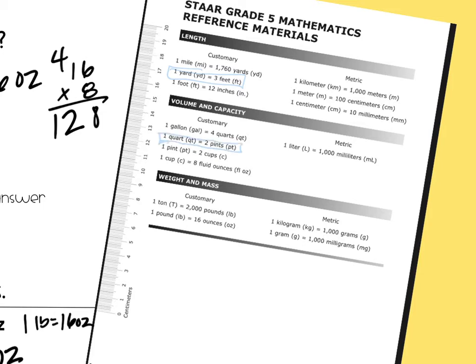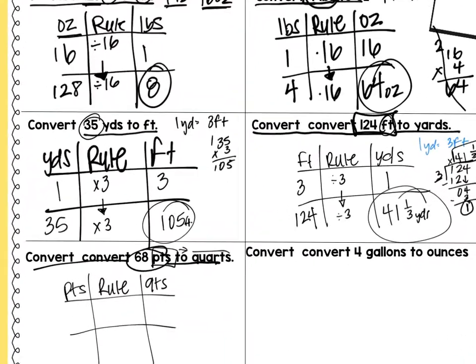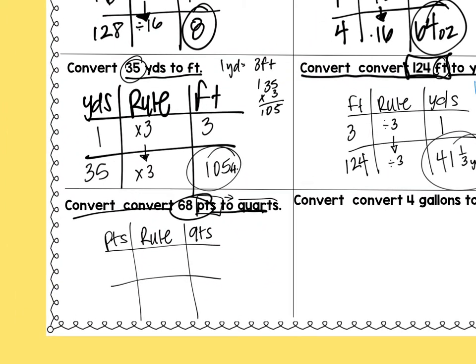After I know that 1 quart equals 2 pints, I'm going to write that over here so I can remember that 1 quart equals 2 pints. Now I can place my 1 under my quarts and my 2 under my pints. And so I know that 2 to 1 is getting smaller. So in order to get to 2 to 1, I have to divide by 2. 2 divided by 2 is 1.